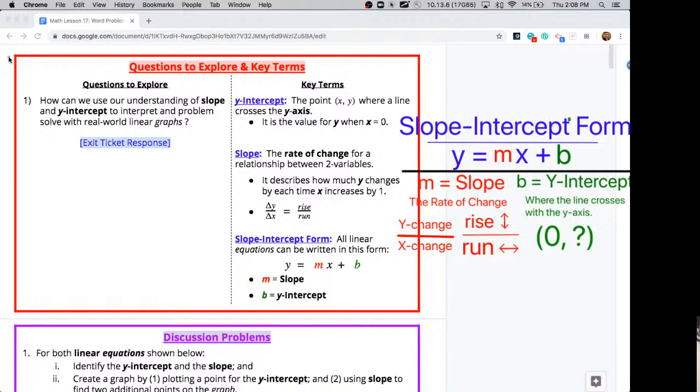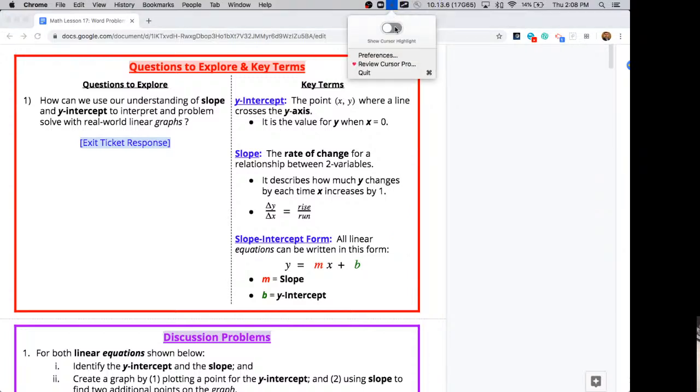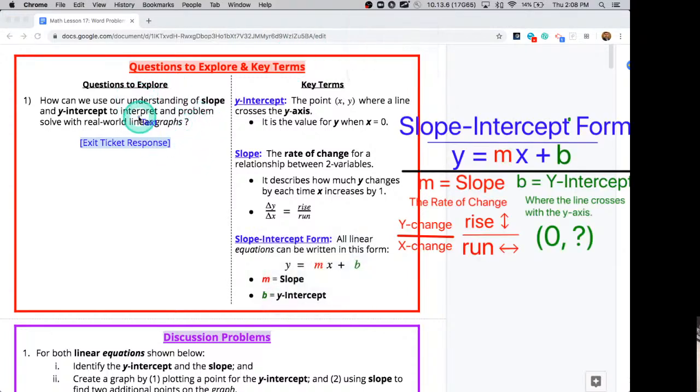We have one big goal in this assignment, and it's ultimately to build us. Let me turn the mouse highlighter on. Our big goal here today is to build us towards how can we use our understanding of slope and Y-intercept to interpret and problem solve with real-world linear graphs.